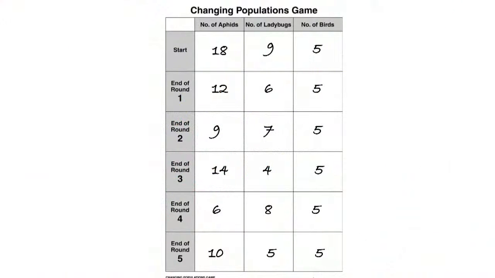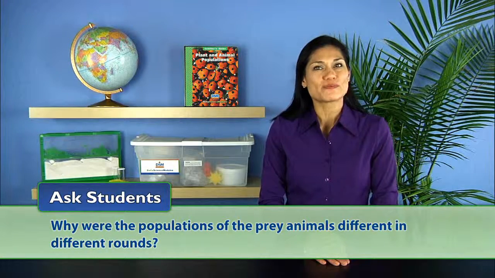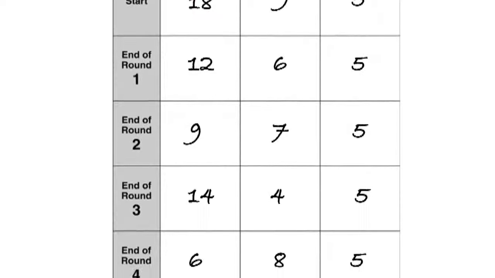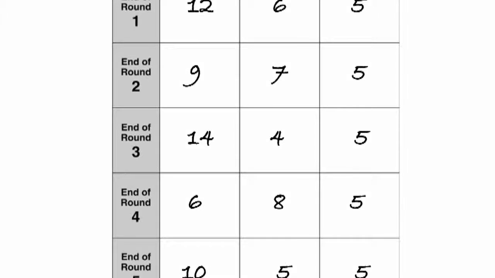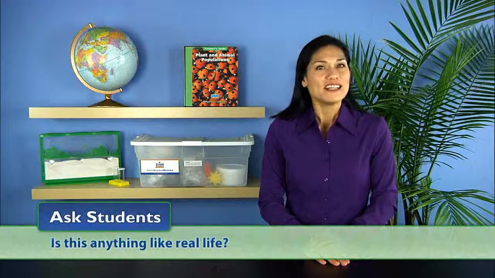Point out and read the results aloud of each round on the chart and ask, why were the populations of the prey animals different in different rounds? Through the data, students should see that the populations rose and fell according to how many prey animals were available and how many predators were eating them. Finally, ask, is this anything like real life? Students should understand that populations rise and fall in response to food supply and number of predators as they observed with the aphids, fruit flies, and Daphnia.